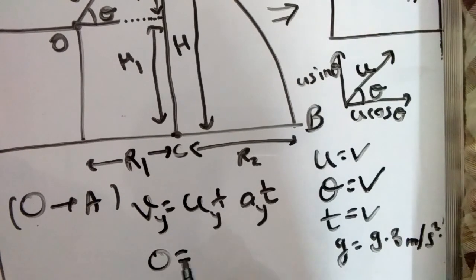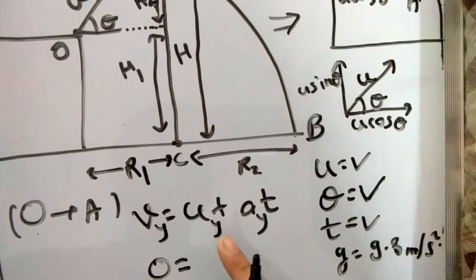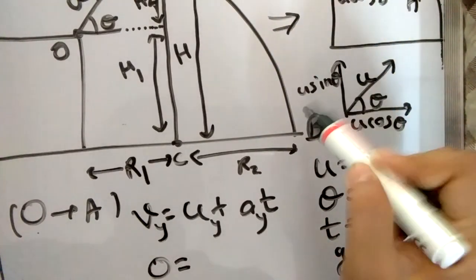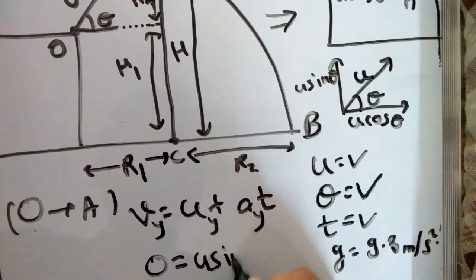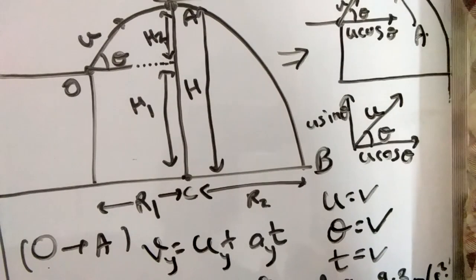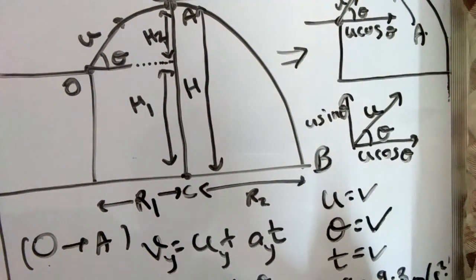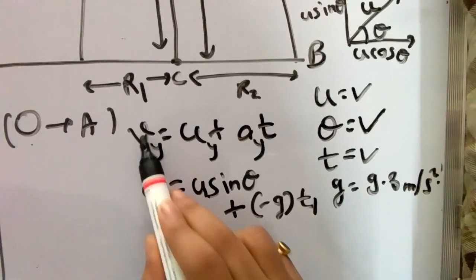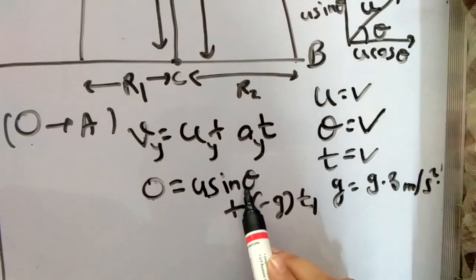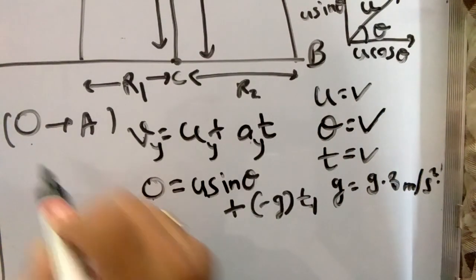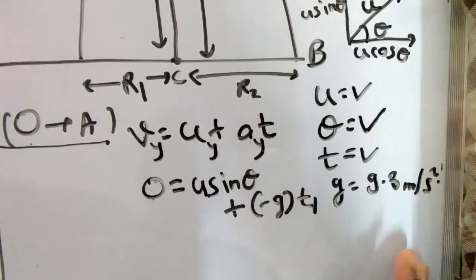So 0 equal to Uy, the initial velocity in the y direction, which is u sin theta, plus ay t. What is ay? Acceleration in the y direction is minus g. Why minus? Because velocity is decreasing, and t we will take as t1, because we are moving from O to A. So it will be t1.